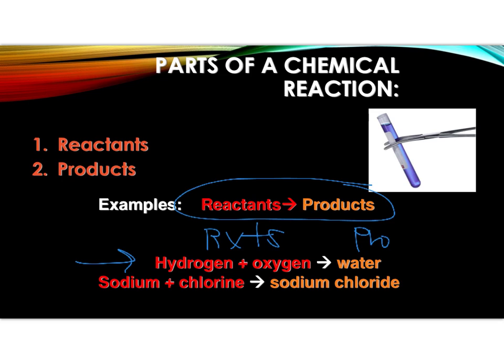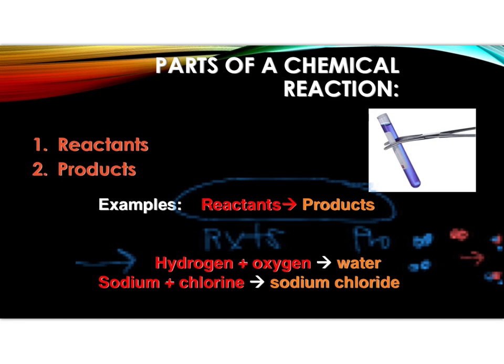So if I were to draw a picture, hydrogen only exists as a pair. I would have 2 hydrogen molecules and I would have 1 oxygen, and they're going to rearrange and form, I'm running out of space here, 2 water molecules.